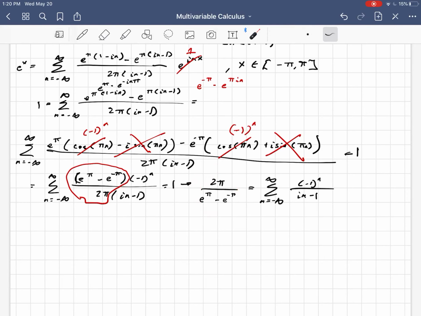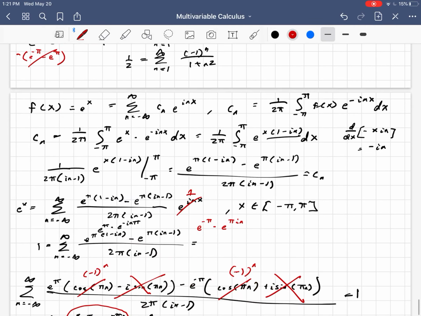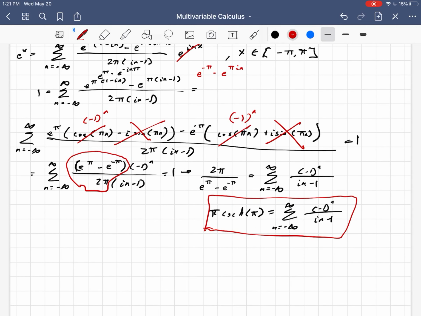And nicely, I could in fact write this as the following: pi times the hyperbolic cosecant of pi is equal to sigma n equals negative infinity to infinity of negative 1 to the n over in minus 1. That right there is a very strange result, in my opinion. And I guess my question to you is, I don't think I've made a mistake anywhere in the math at all, but how is that possible?